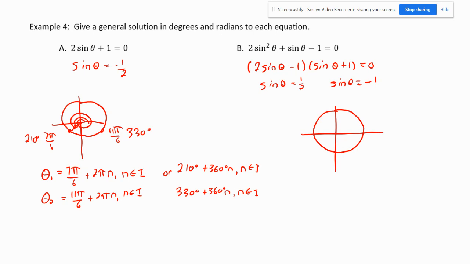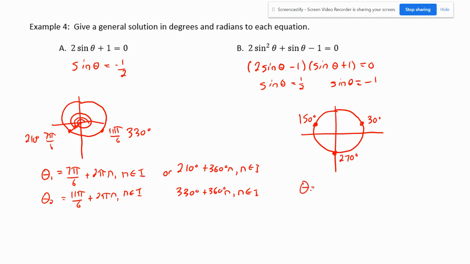Okay, sine theta equals 1/2 happens here and here. Sine theta equals -1 happens here. Okay, I'm going to do this question in degrees first because I think it's a bit easier to see. Here's what the general solution for this one's going to be.